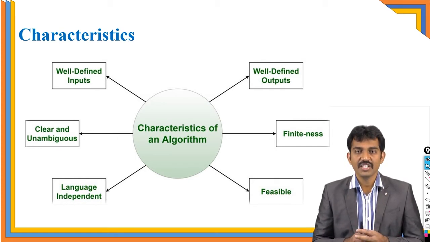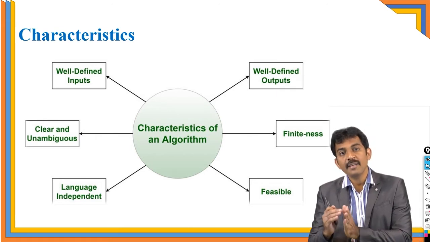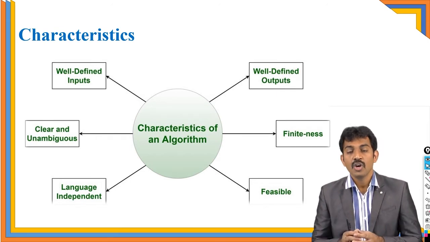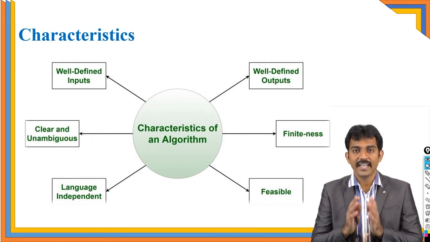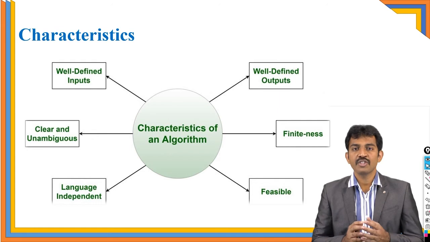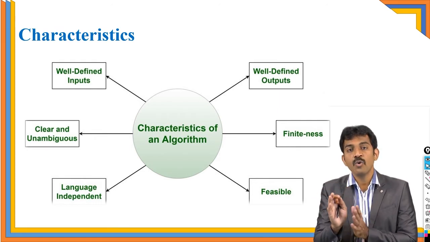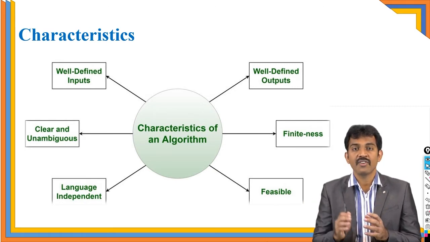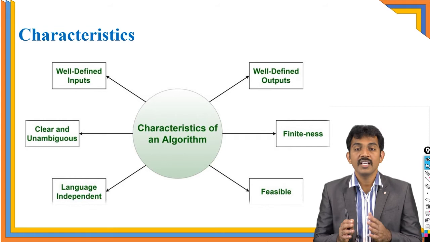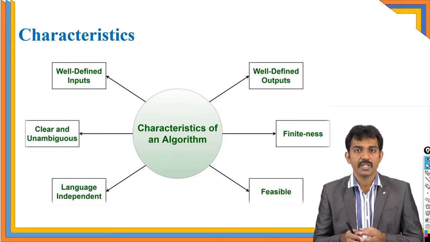Next, language independent. Don't write an algorithm related to any particular language like C language. Don't use printf. For example, if you want to print the data, in C language you can use printf, but don't use printf in an algorithm. Or if you are writing for C++, you can use cout, because cout is a print statement in C++, but don't use it in an algorithm.